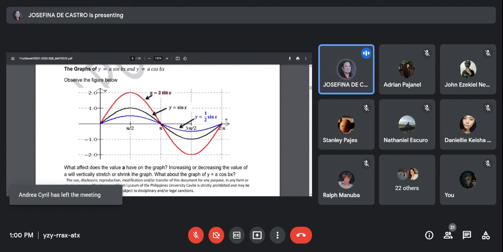Okay? So, tama ka doon, kuya, na yung A, so ito, y is equal to sin x. Yung A mo na equal to 2 ay nagko-correspond sa height. Okay? So, ito, 1/2 sin x. So, makikita mo na ang height niya ay 1/2. So, the A in our equation, A correspond to the amplitude or the height of the graph.